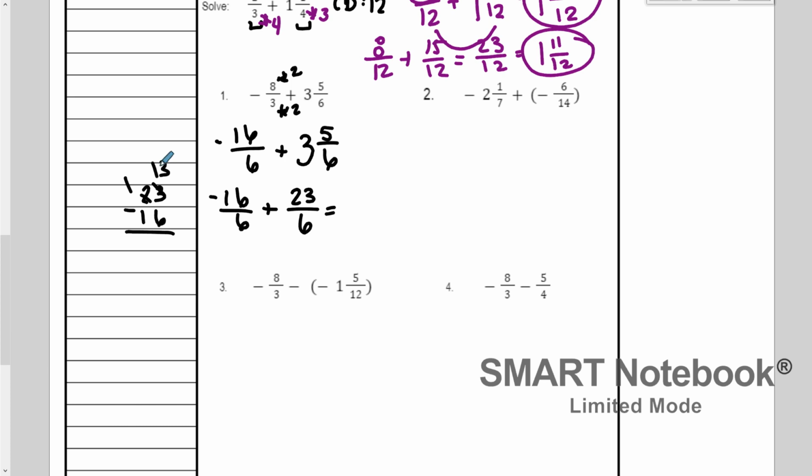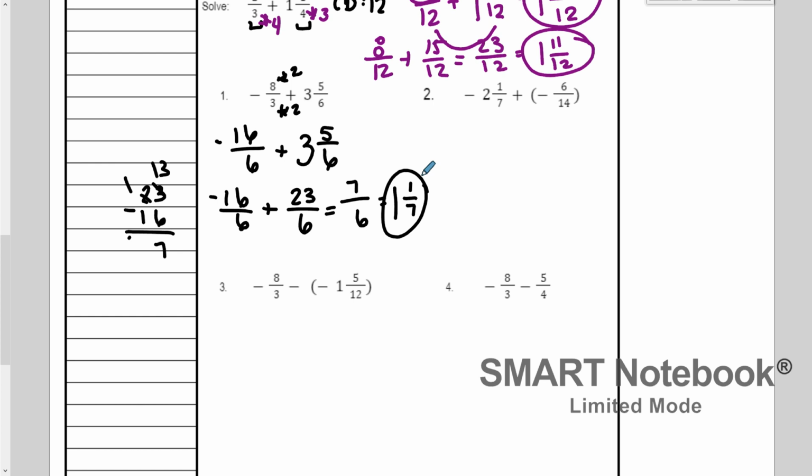I would get 7, 0, so it'd be 7/6. 23 is larger than negative 16, so that would be positive 7/6. 6 can go into 7 one whole time. 6 times 1 is 6, so if we took away 6 of the 7, we'd have 1 left.